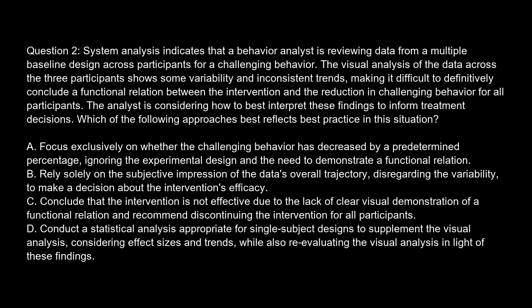Option A. Focus exclusively on whether the challenging behavior has decreased by a predetermined percentage, ignoring the experimental design and the need to demonstrate a functional relation. Option B. Rely solely on the subjective impression of the data's overall trajectory, disregarding the variability to make a decision about the intervention's efficacy. Option C. Conclude that the intervention is not effective due to the lack of clear visual demonstration of a functional relation and recommend discontinuing the intervention for all participants. Option D. Conduct a statistical analysis appropriate for single-subject designs to supplement the visual analysis, considering effect sizes and trends, while also re-evaluating the visual analysis in light of these findings.